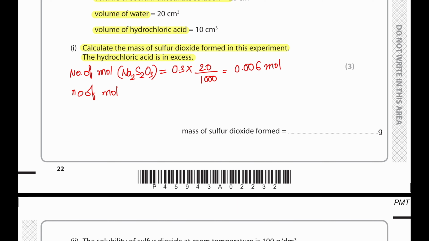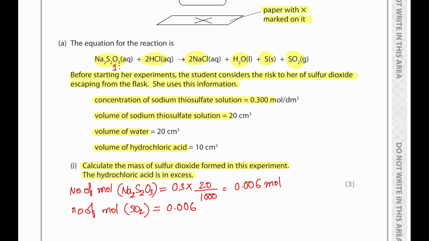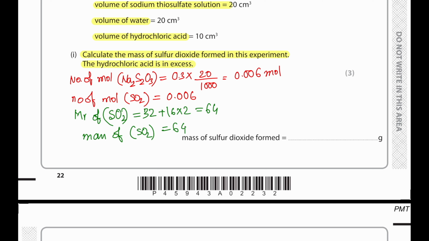Then we will convert it into the number of moles of sulfur dioxide. The number of moles of sulfur dioxide is equal to the number of moles of sodium thiosulfate, so it's going to be 0.006 mole. Then we're going to find the Mr of sulfur dioxide, which is 32 plus 2 times 16, equals 64. And then we're going to find the mass of sulfur dioxide, which is 0.006 times 64, equals 0.38 grams. So the experiment produces 0.38 gram of sulfur dioxide.